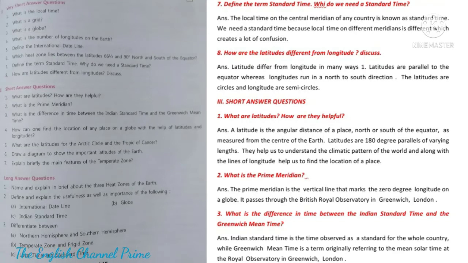Eighth question, how are the latitudes different from longitudes? Discuss. Answer, latitudes differ from longitudes in many ways. First, the latitudes are parallel to the equator, whereas longitudes run in a north to south direction. Second, the latitudes are circles and longitudes are semicircles. Students, for a long question we can give 4 to 5 points. For this very short answer question we have given only 2 points for difference.